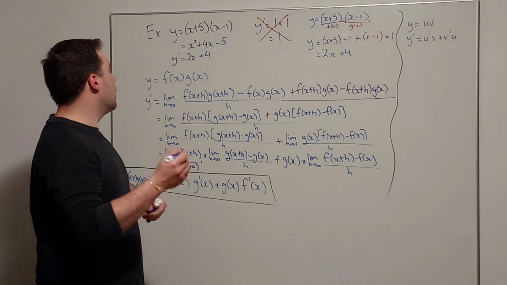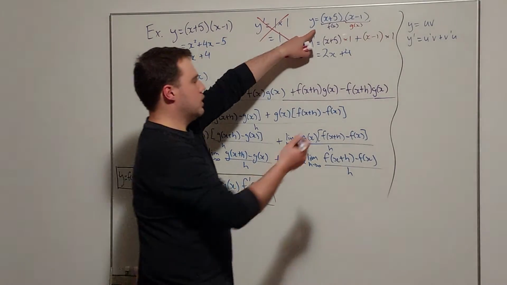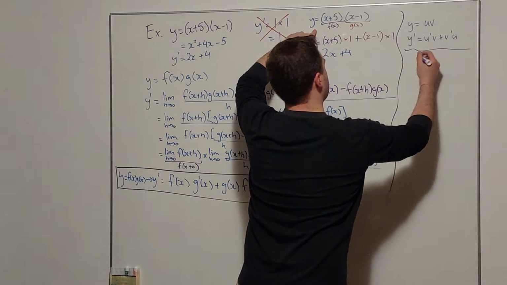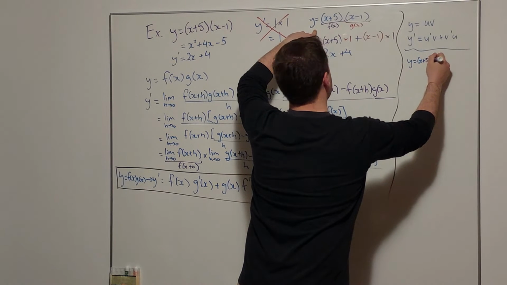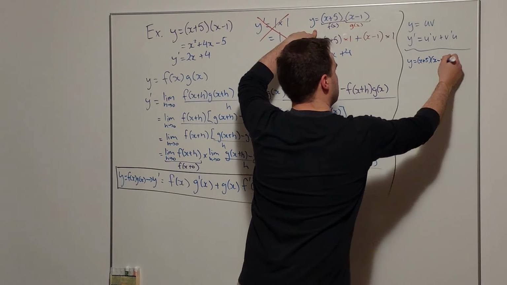Okay, so here again with this problem, we've got y equals x plus 5, x minus 1.